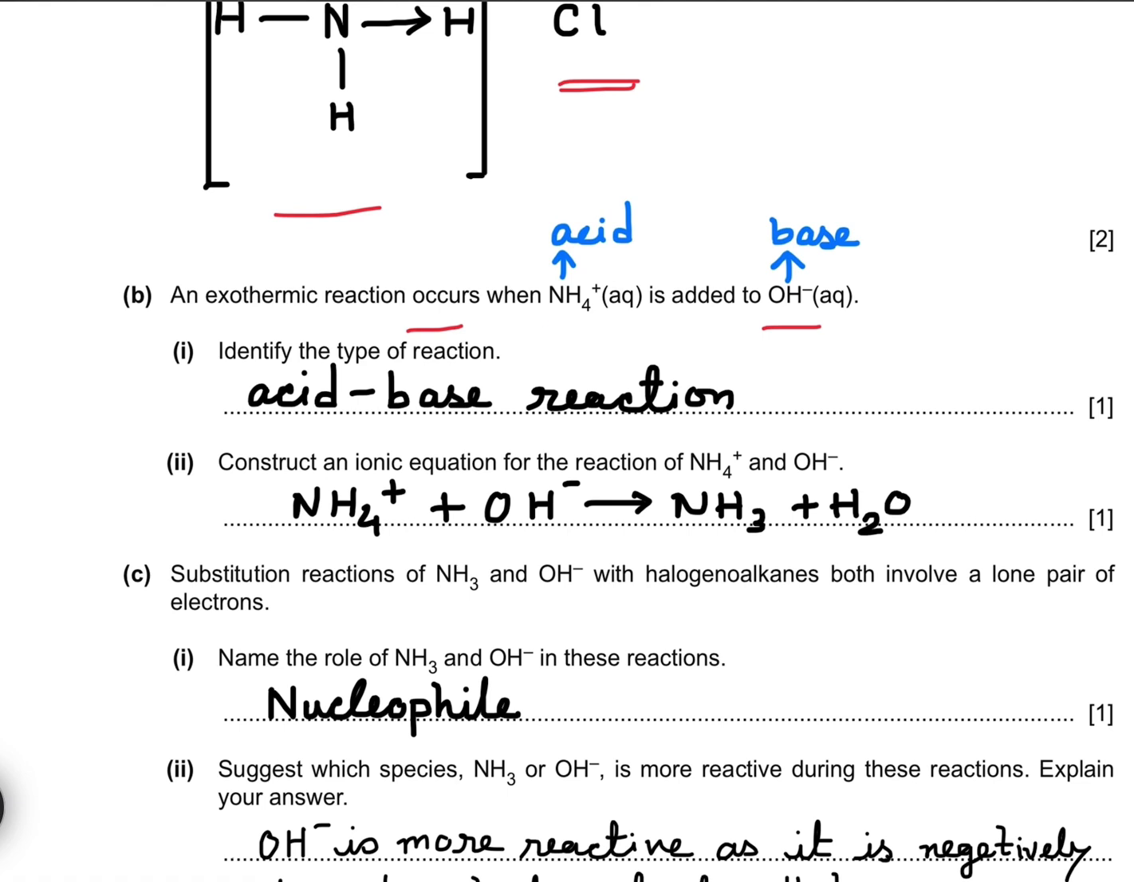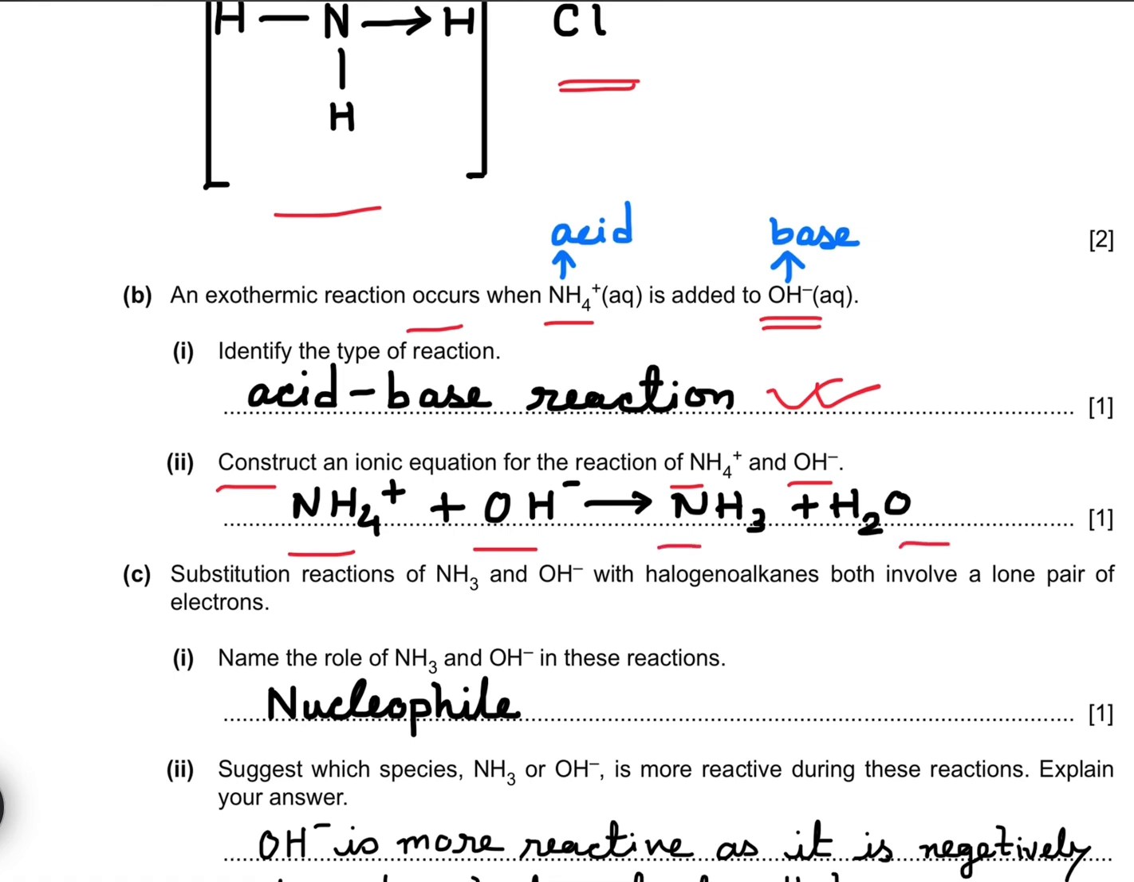Here the ammonium ion can donate a proton, so it is an acid, and the hydroxide ion can accept a proton, so it will be a base. So the reaction between an acid and a base will definitely be an acid-base reaction. 2. Construct an ionic equation for the reaction of ammonium ion and hydroxide ion. So here the ammonium ion will react with one hydroxide ion and will give ammonia and water.